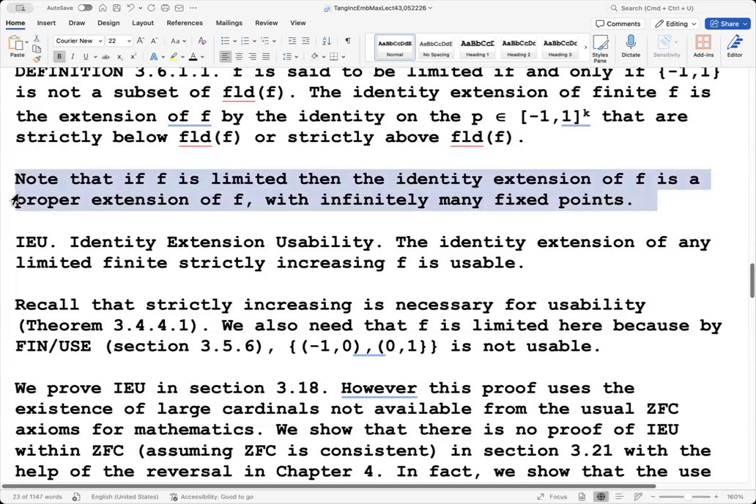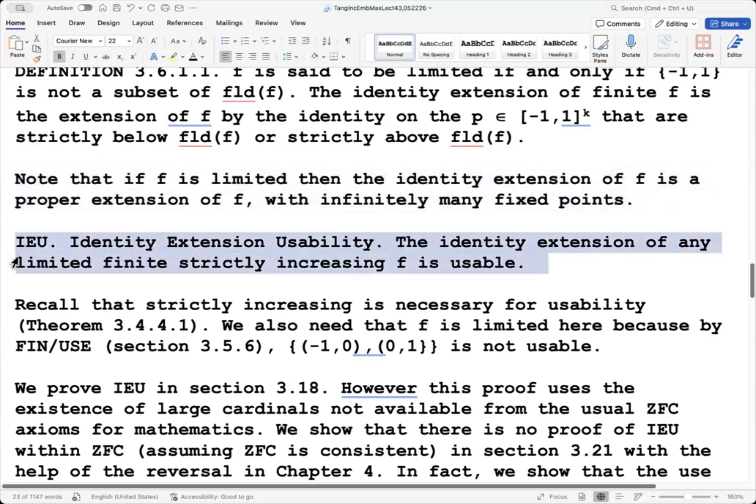All right. So here's the statement: the identity extension of any limited finite strictly increasing F is usable. That's the lead statement of the subject. And I use these little letters to mean partial maps from -1,1 into -1,1. That's a convention that's stated up front. That's what I mean by these little letters F, G, and H.